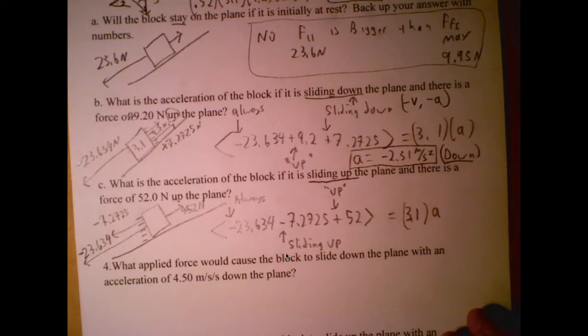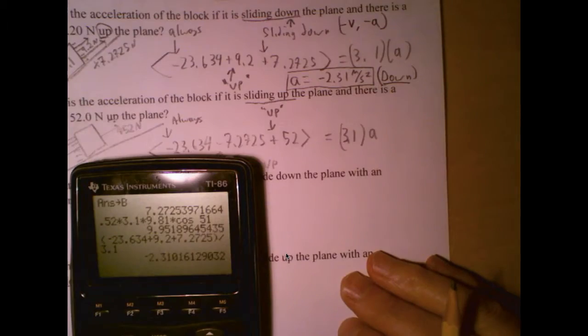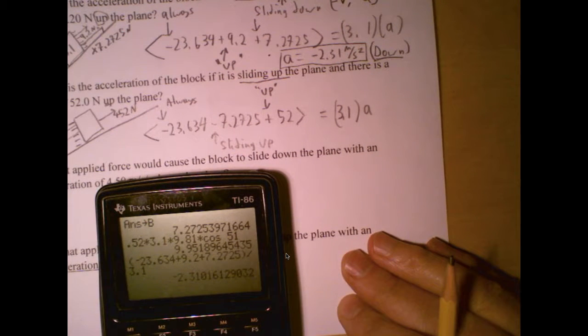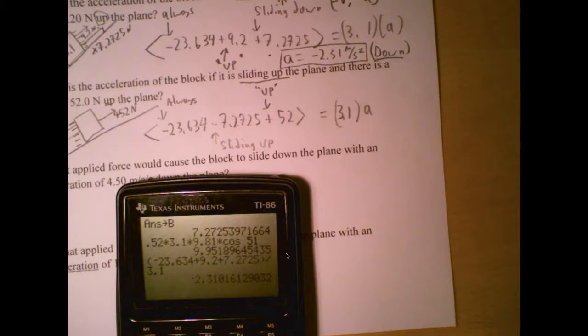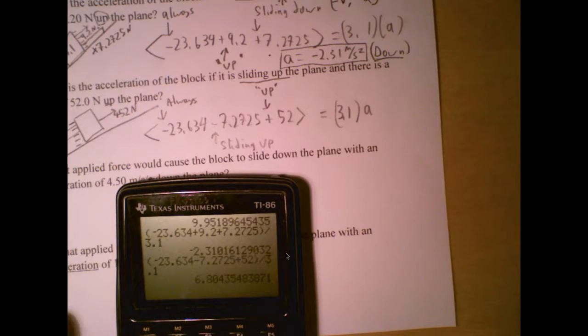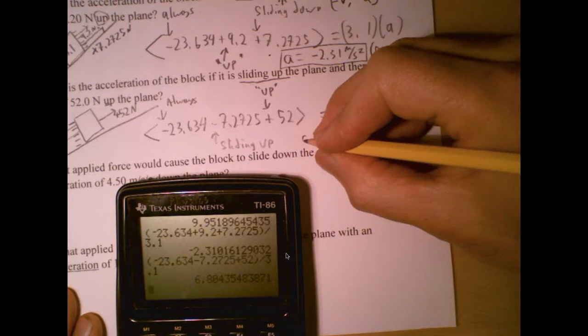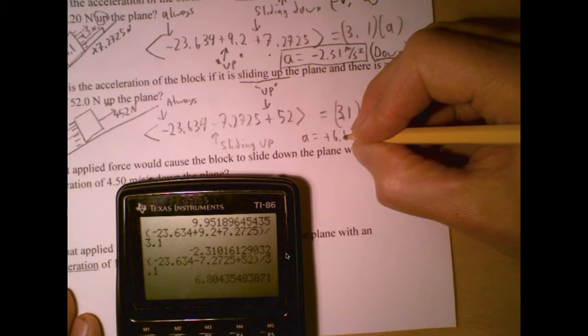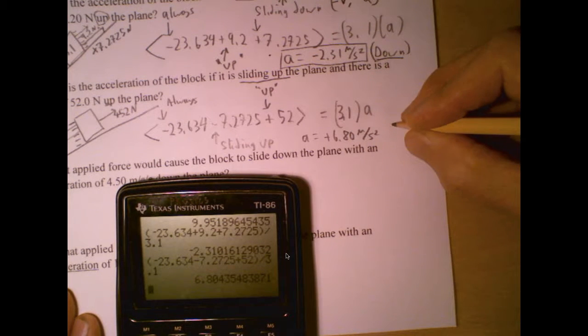Now we can calculate this. Okay, let's see. So parentheses, minus 23.634. And that wasn't a minus, that was a minus 7.2725 plus 52, right parenthesis, divided by 3.1. 6.80 positive. And this is up the plane.